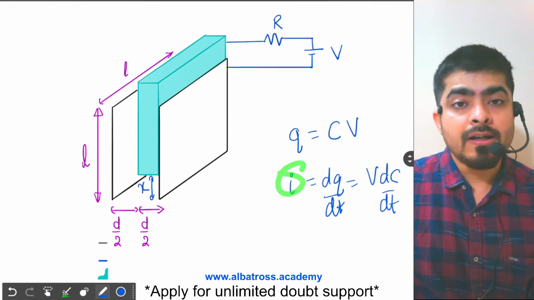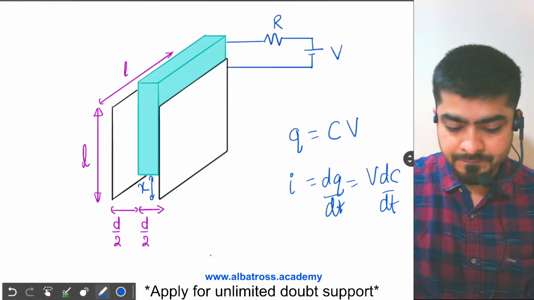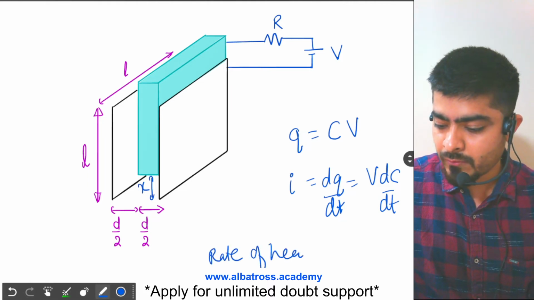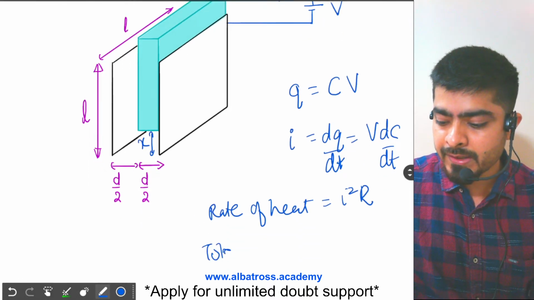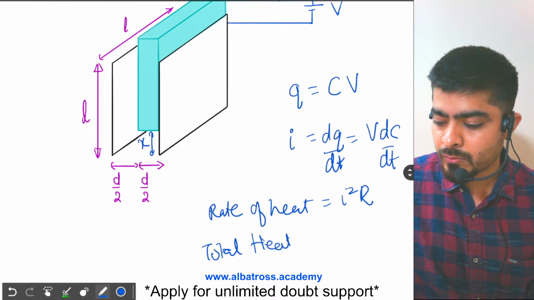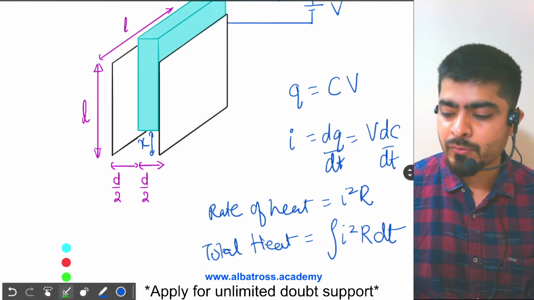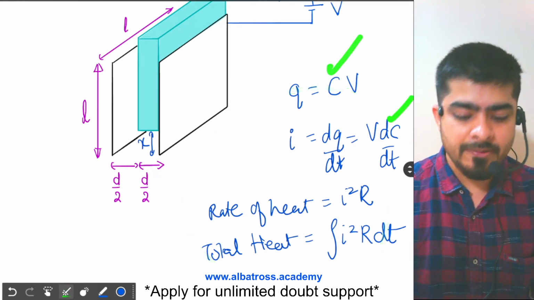Then rate of heat generation through the resistor will be I square R. So then you can find the total heat to be equal to integration of I square R dt. This is the process that we have to follow. So let's now try to find the value of C and then we find dC by dt.